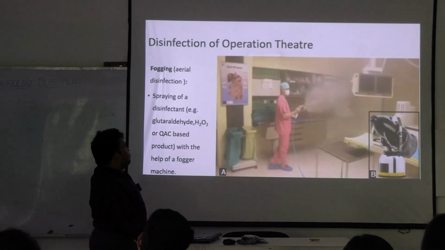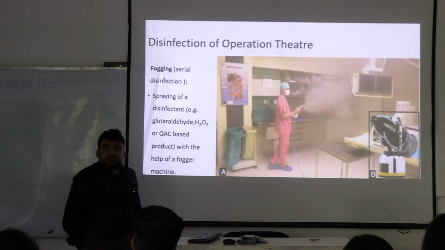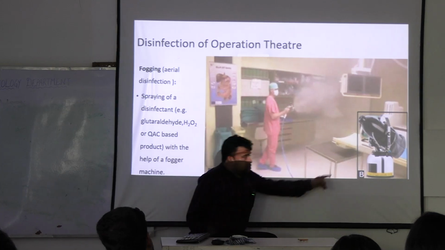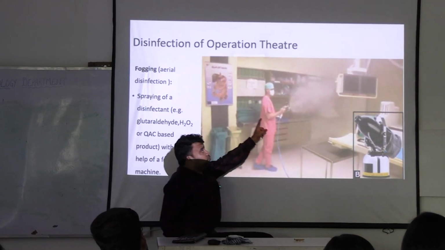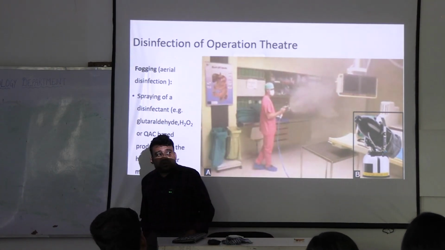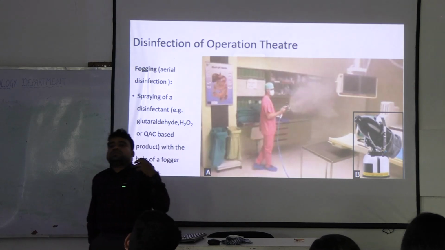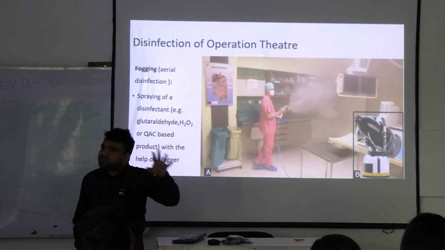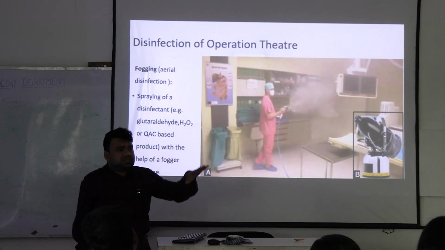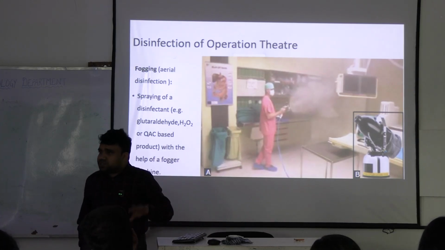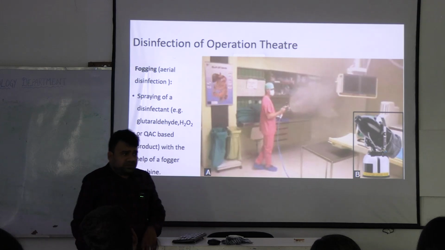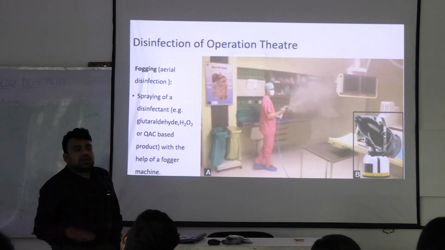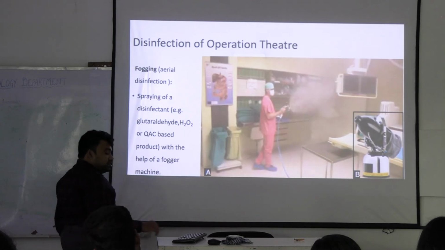Okay, now look at this picture. This is what fogging is. We use a machine called a fogger machine to form a fog. Obviously, you know what a fog is. This machine suspends the disinfectant in the air. Slowly, this disinfectant will settle down on all surfaces, from walls to ceilings to surfaces, and after the contact time, it will cause disinfection of the surfaces.